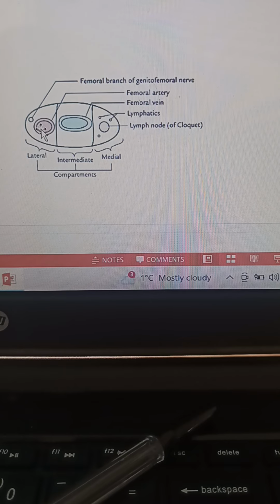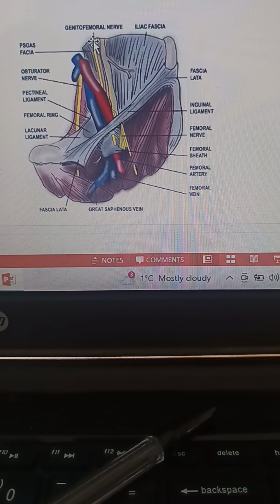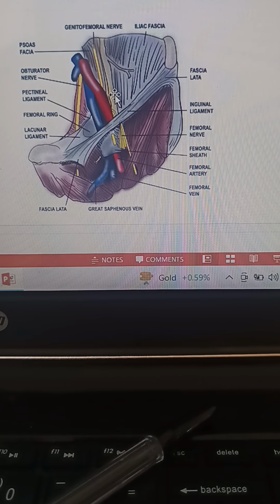Now you must be wondering where the femoral nerve goes. See, the femoral nerve is seen outside the femoral sheath. You can see the iliac fascia here, because the nerves are arising from inside the vertebral canal, which is obviously placed behind the muscles. So that is why the femoral nerve is seen outside the femoral sheath, not inside.